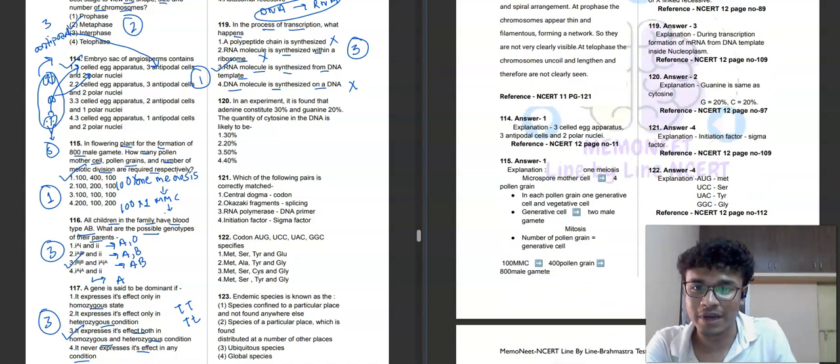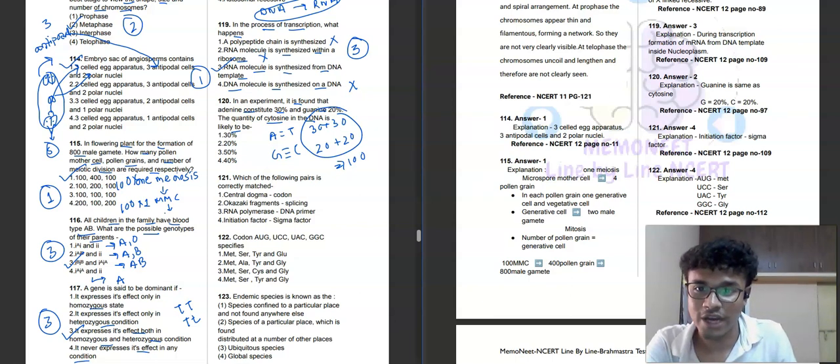It is saying in an experiment, it is found that adenine constitutes 30% and guanine constitutes 20%. The quantity of cytosine in the DNA is likely to be? You know that adenine base pairs with thymine, guanine base pairs with cytosine. So the number will be equal. So adenine 30%, then thymine is also 30%. 30 plus 30. Here guanine is given 20%, so cytosine will also be 20%. So all of these will constitute 100. So it is verifying. So cytosine in the DNA, as you can see, will be 20%. So second option will be our correct answer for this question.